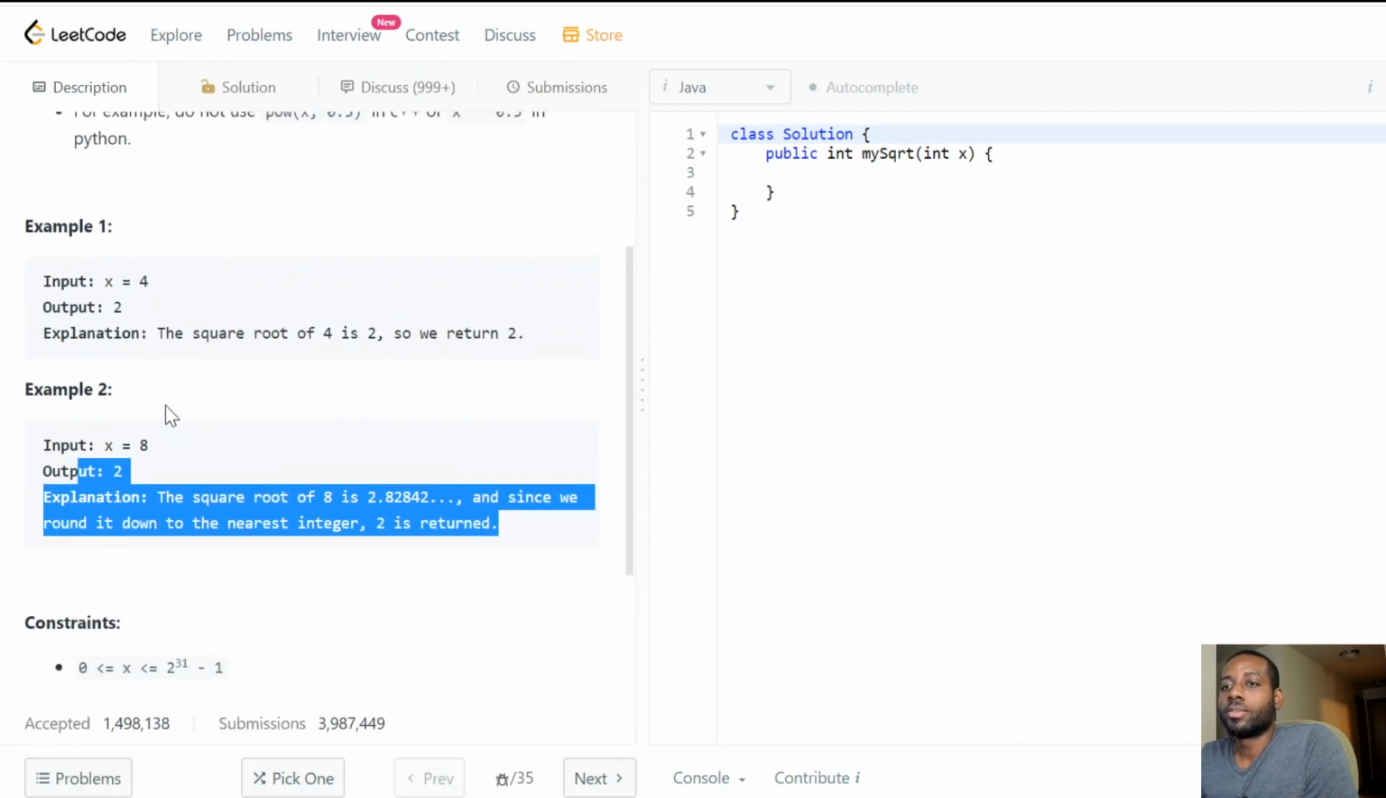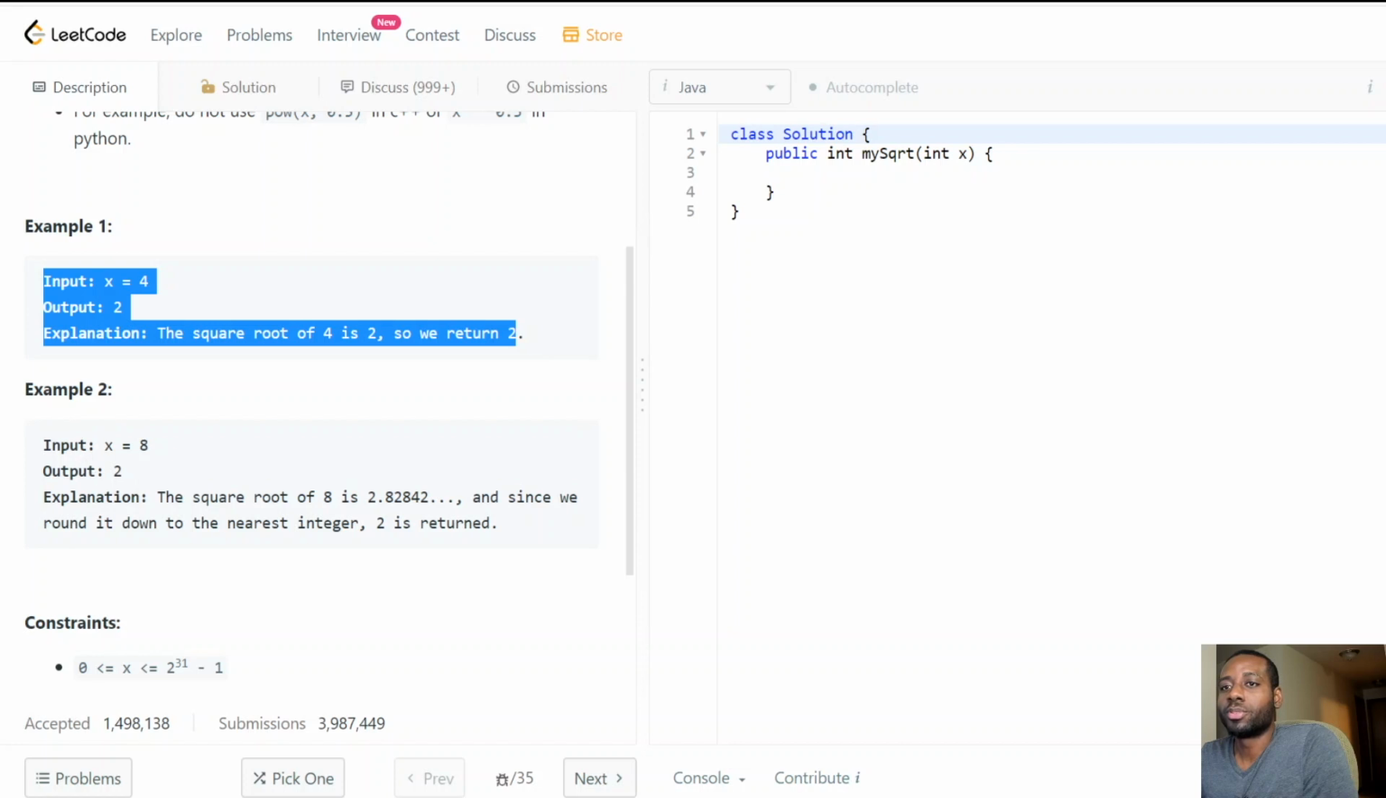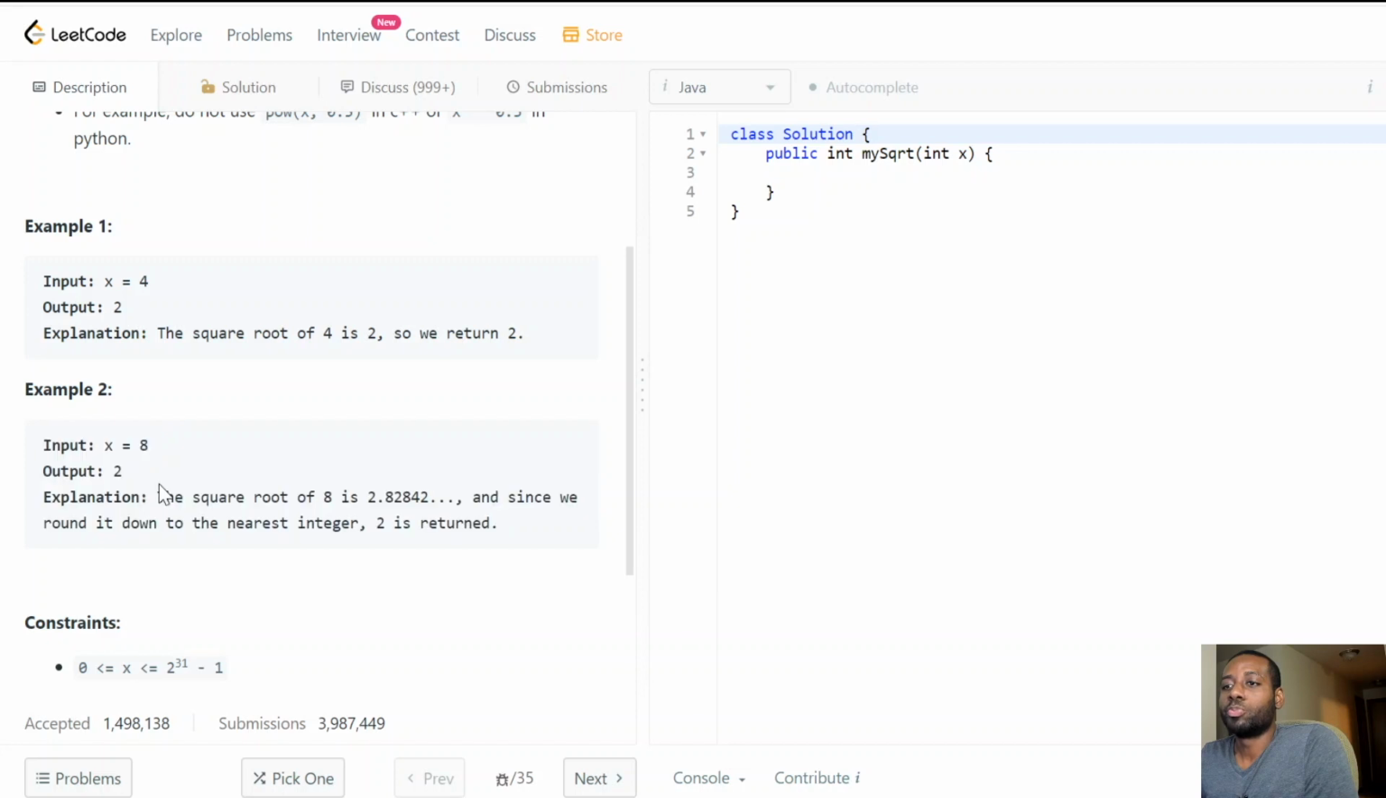So the brute force for this example would be, we could try all the numbers from 1 to 4 and check if that number squared, when you multiply the number with itself, equals the value that we're looking for. That makes sense, but we need to worry about the case where there's not an integer that's easy to find, like for 8. So how do we take care of that case?